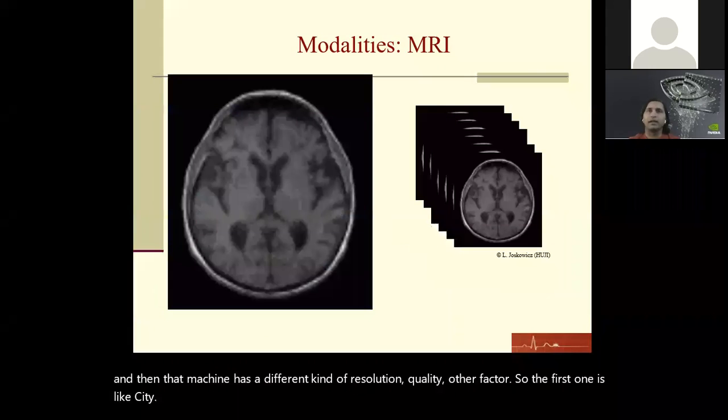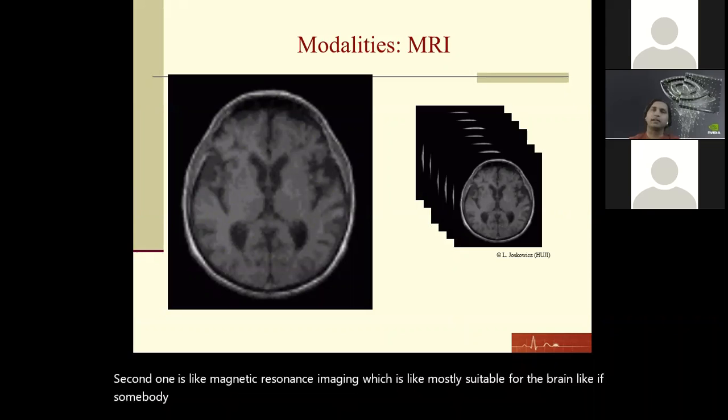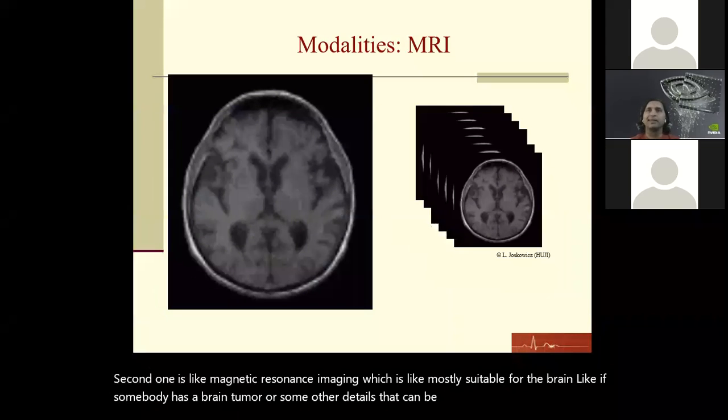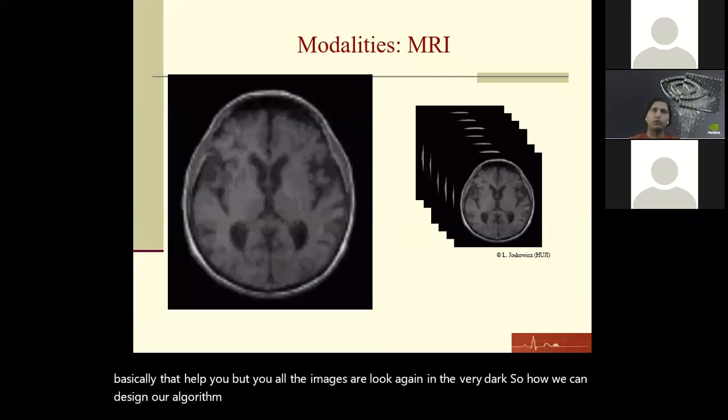Second one is magnetic resonance imaging, which is mostly suitable for the brain. If somebody has a brain tumor or some other condition, that can be effectively captured by MRI. So basically that helps you. But again, all the images look very dark. So how we design our algorithm around that, we have to follow up.